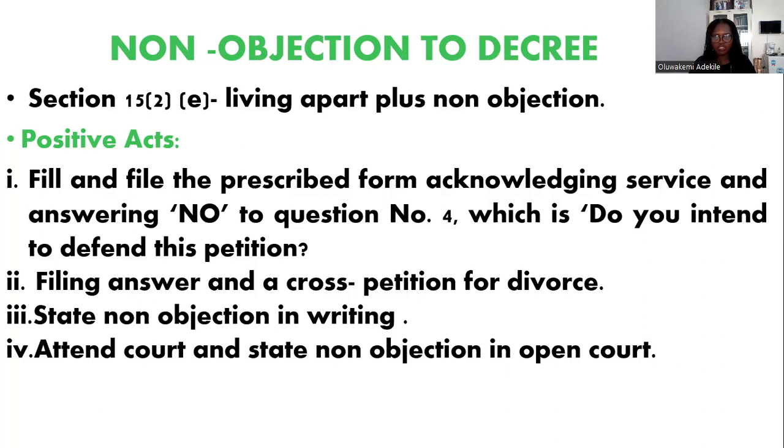If the other party objects to the petition being granted, then you will not be able to rely on this 15(2)(e). The party will show that he or she is not objecting in many positive ways. They can fill and file the prescribed form under the Matrimonial Causes Rules, and acknowledge service of the petition and answer no to the question, do you intend to defend this petition? If it says no, that means the person does not object. Or you file an answer and a cross petition for divorce, or the person can state in writing that they did not object, or appear in court physically and orally testify in open court that they did not object to the petition.